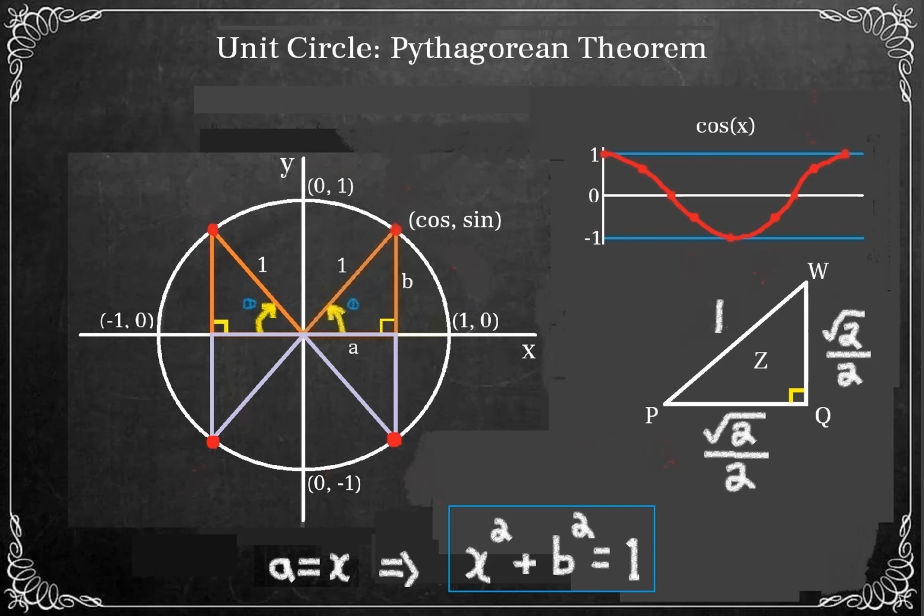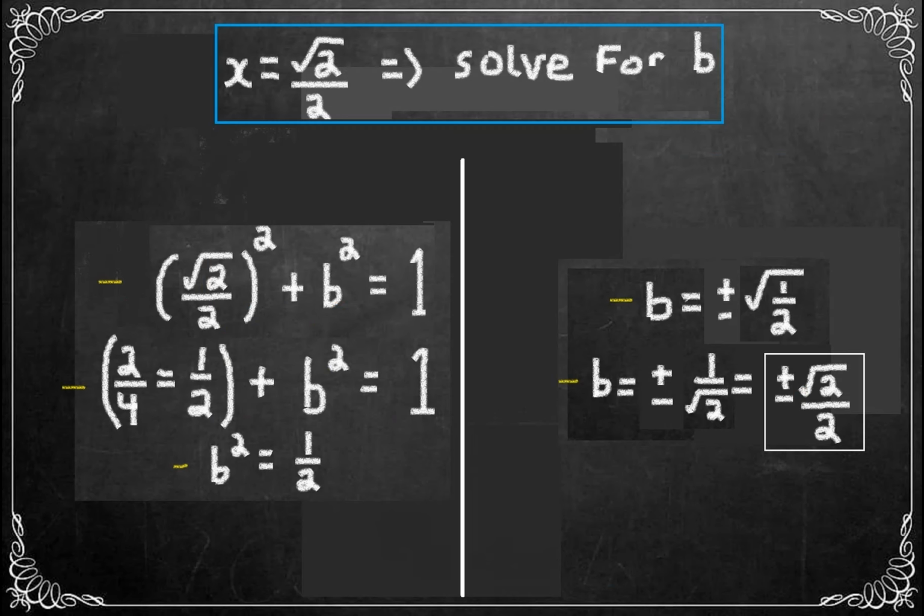If we let a equal x, then we have x squared plus b squared equals 1. It shows in the blue box. For any value x, we can solve for b all day long. Let's see how we can do that. For example, letting x equal square root 2 over 2, solve for b. Apply the square. 2 over 4 equals 1/2 plus b squared equals 1.